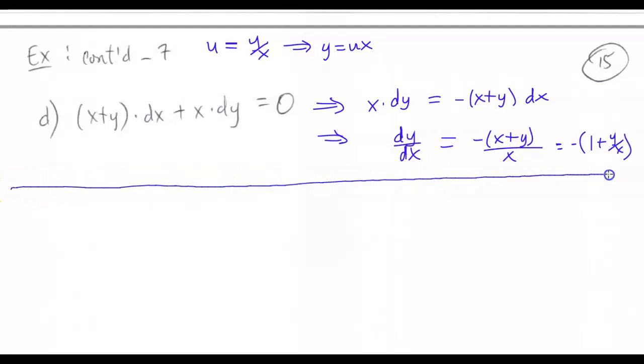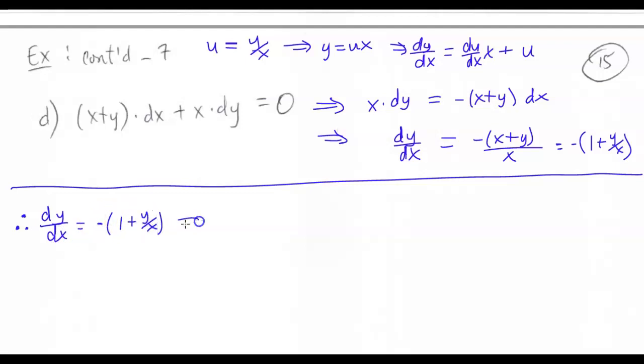All right, so now that we have all that, we know what this particular equation is going to look like. We know that y divided by x is u. We're going to need dy over dx in terms of u, so we need to find that. And that's going to be du over dx times x plus u. So therefore, our dy over dx equals negative 1 plus y over x is essentially going to be du over dx times x plus u, and this is going to be minus 1 plus u.